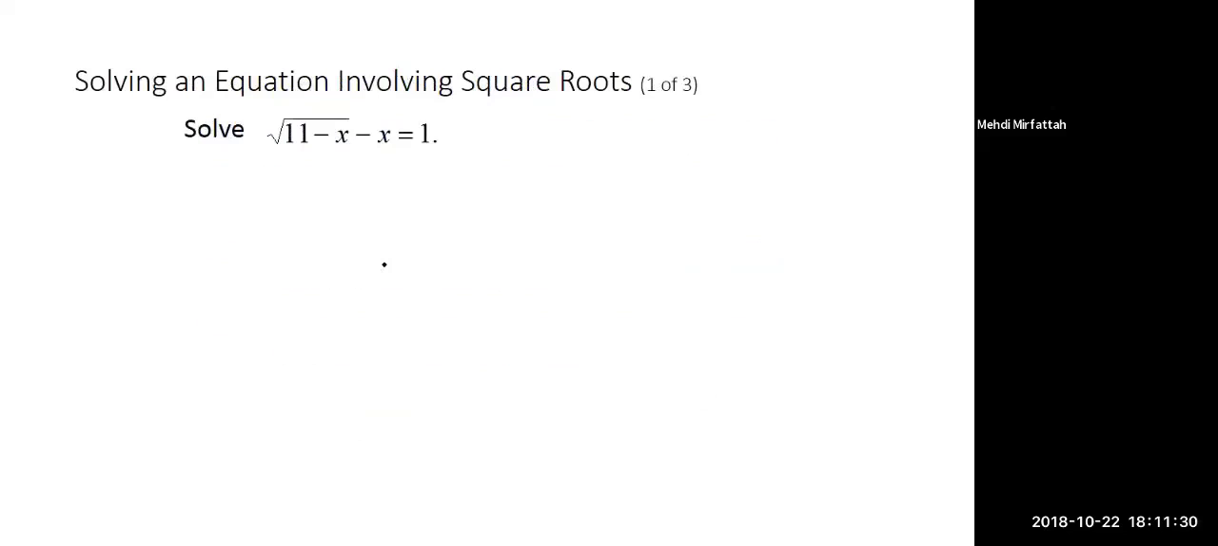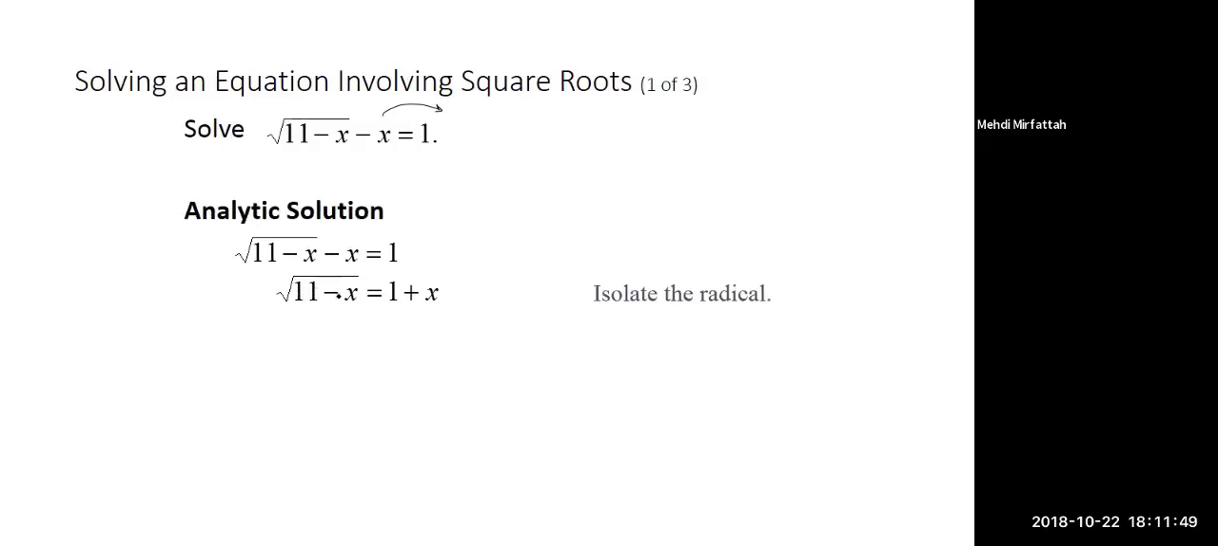So let's take a look at some examples. This would be an example where we can isolate the radical, because I have the radical of 11 minus x on the left-hand side. Then I have this minus x, which I can move to the other side. That's how you would isolate the radical. So you would simply add x to both sides of the equation. In this case, you get square root of 11 minus x equal to 1 plus x. I isolated the radical. Step number 2, and we remember what's step number 2? Raise both sides of the equation to the power of what? 2, because that's the square root.